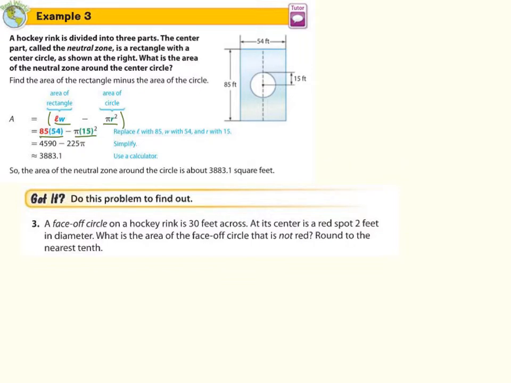Now let's do our own example. Let's do the got it question number 3. Go ahead and read it to yourself. Set it up, and then push play when you're ready to. I'll do it with you.